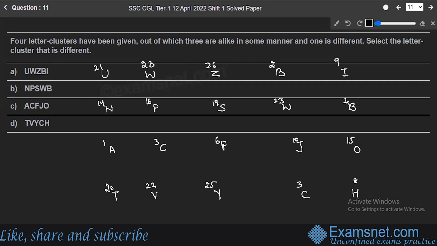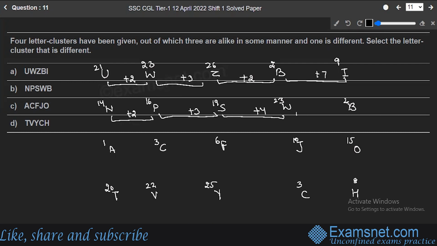So let's see how many places I moved ahead in all of them. From 21 to 23, I moved plus 2, plus 3, B is at 2. So I have moved plus 2 over here as well because after Z, it's A, B. All right. And now I have moved plus 7. All right, fine. Let's move to the next one. Here is a plus 2. Here is plus 3. Here is plus 4 and a plus 5.